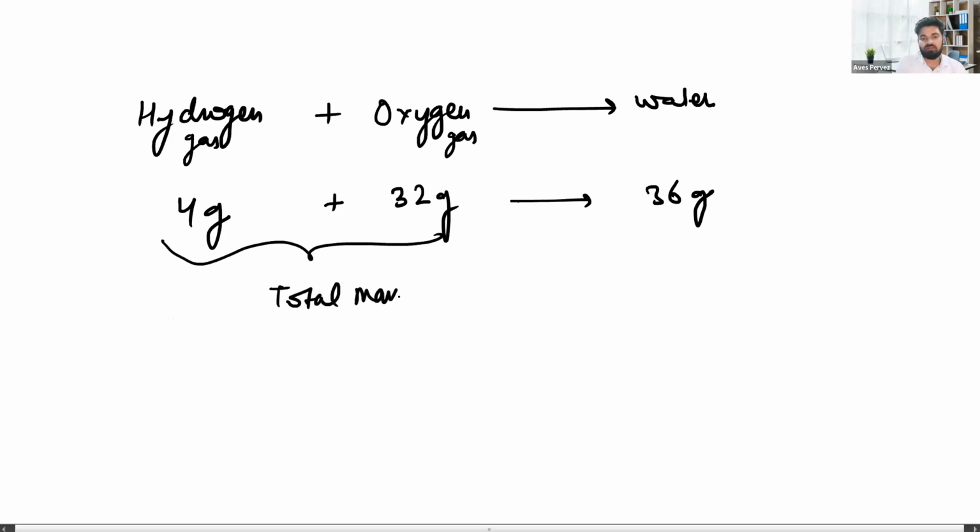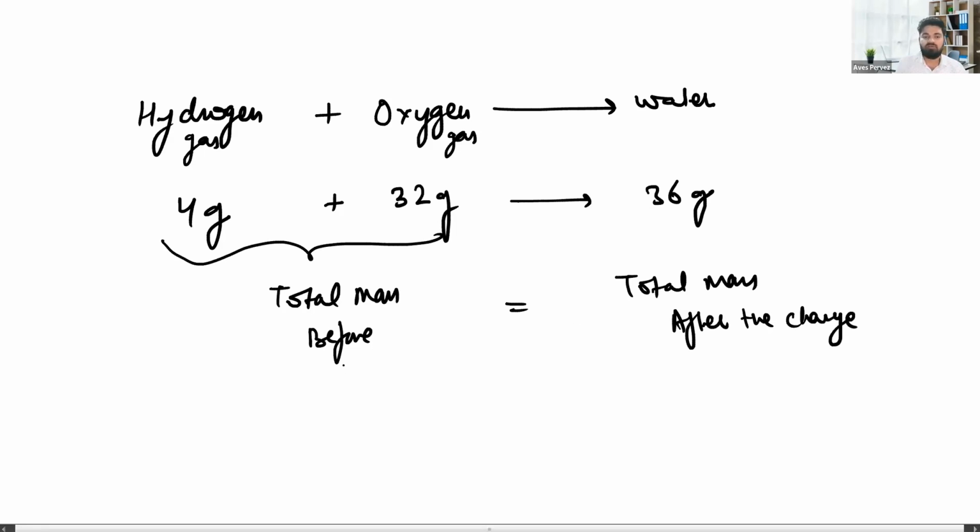total mass before is equal to total mass after the change. Okay. So let's do questions regarding this from the NCERT.